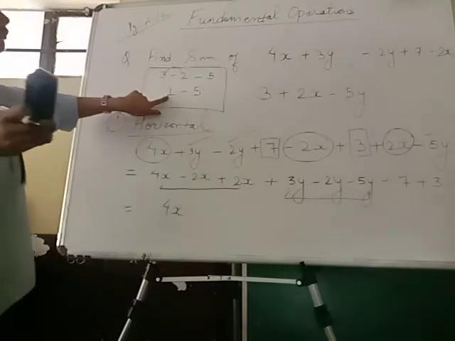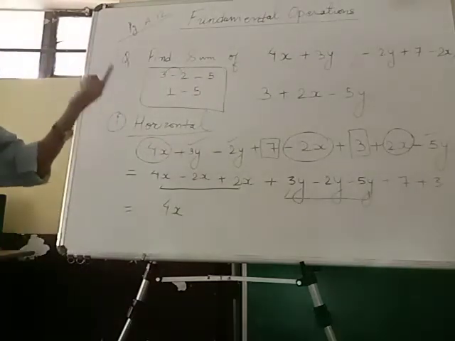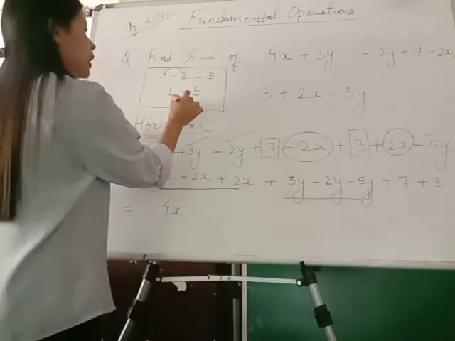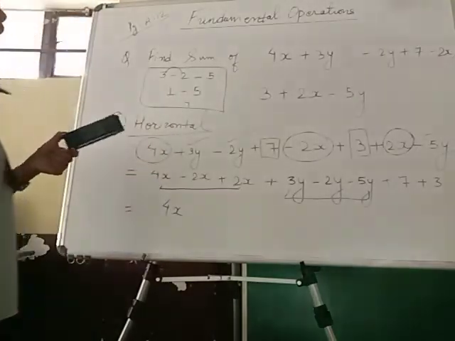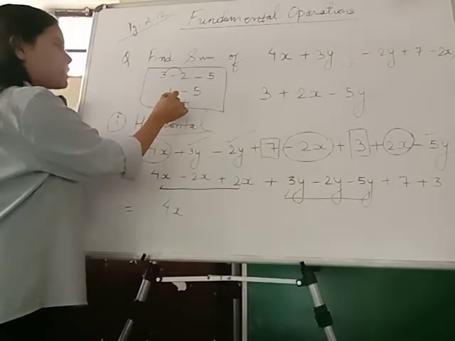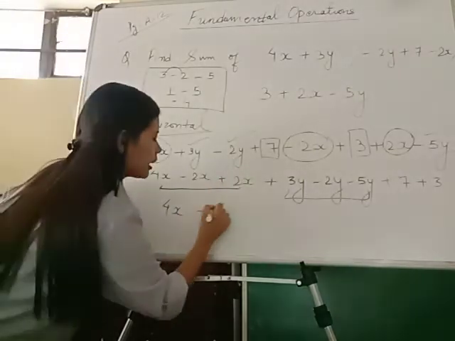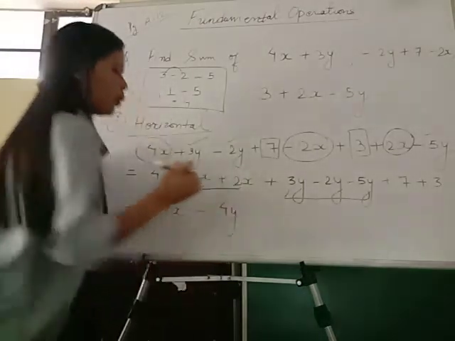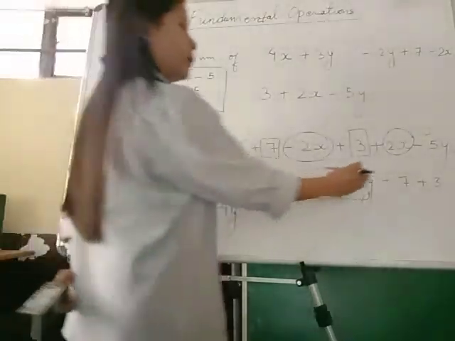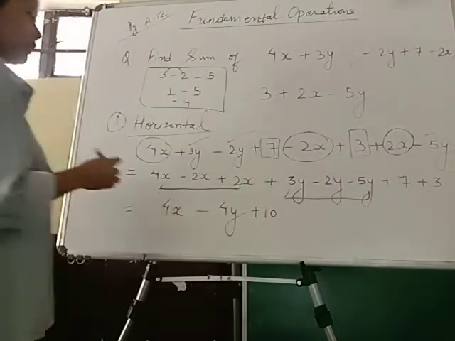Minus this term. Again, this is a positive number and this is a negative number. So we carry out subtraction. 5 minus 1, which is 4. The bigger number is 5, which has a negative sign. So our final answer will be minus 4. So the second term we get is minus 4y. Okay. And plus 7 plus 3 will be plus 10.